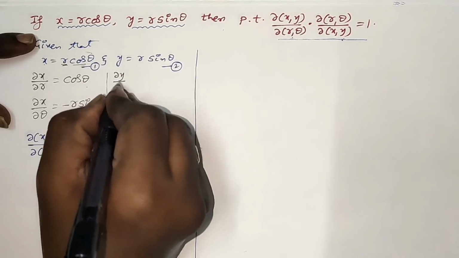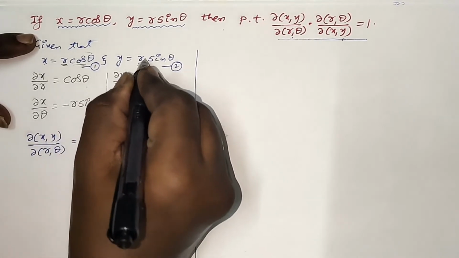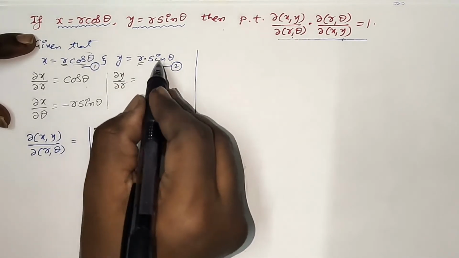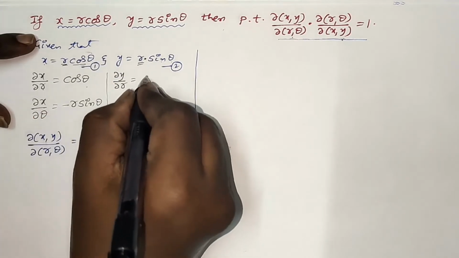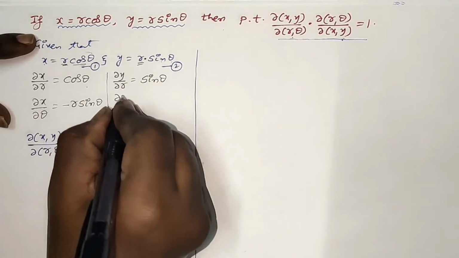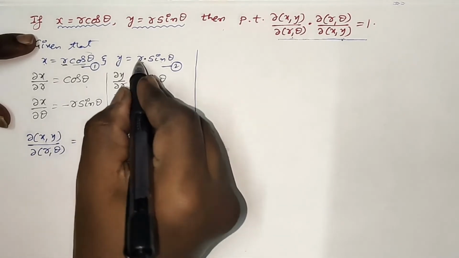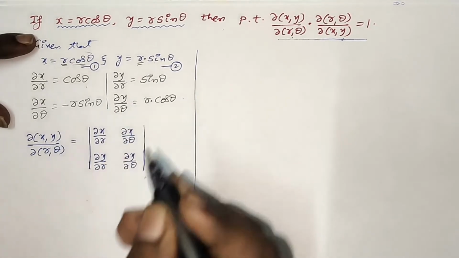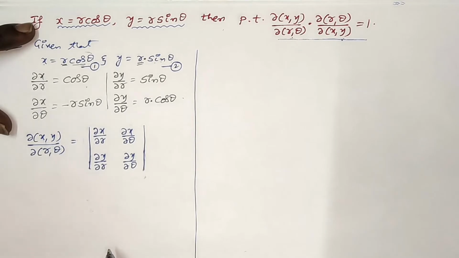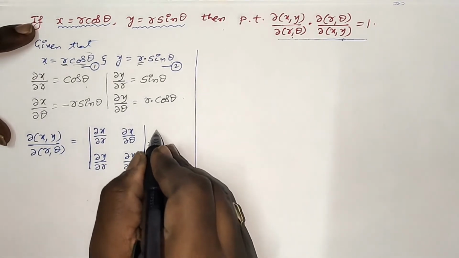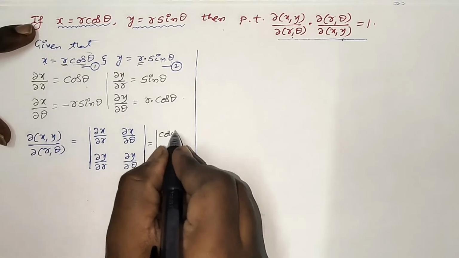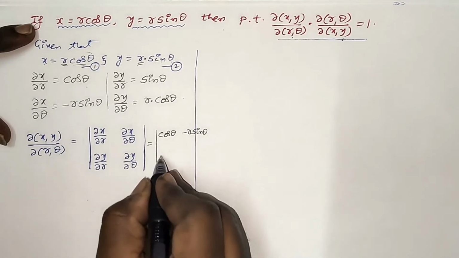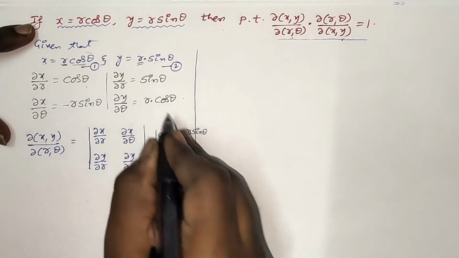Now dou y by dou r. In this case also only r is the variable. You should take the partial derivative of r with respect to r, which is 1 into sin theta. Since sin theta is in product, don't disturb that term. And dou y by dou theta. In this case, r is the constant term which is in product and differentiation of sin theta is cos theta. Now replace all these values in this determinant. Determinant of cos theta, minus r sin theta, and sin theta, r cos theta.